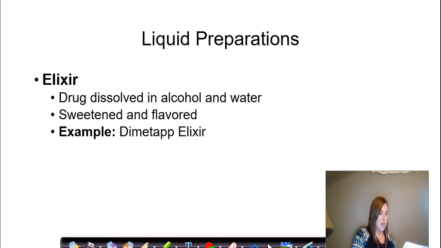An elixir is a drug dissolved in alcohol and water. It's often sweetened and flavored, and Dimetapp is an example of an elixir. You can get that over the counter. The brand name of Dimetapp has been discontinued. Tylenol can be another example of an elixir. With Dimetapp, there are a lot of things to pay attention to. It can make kids drowsy or nervous, unable to sleep or dizzy. So I think that's why they took the brand name off, but you can still purchase that as a generic medication.